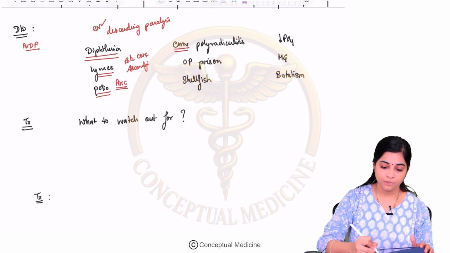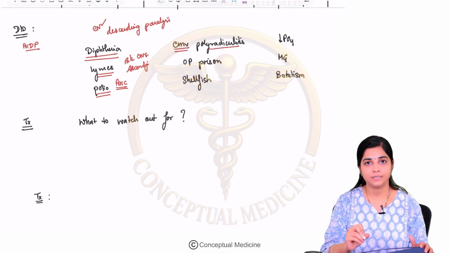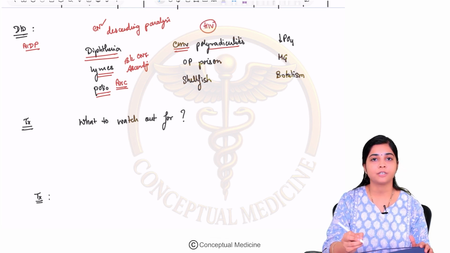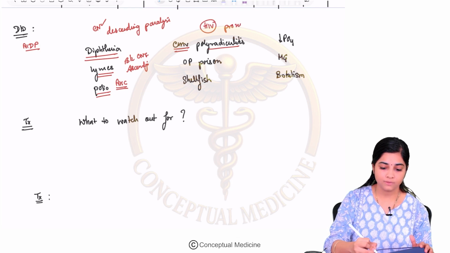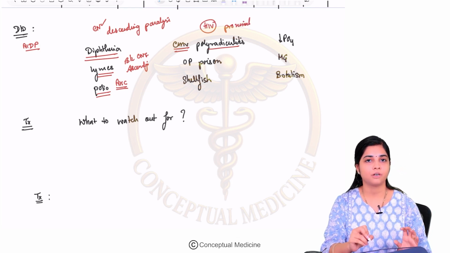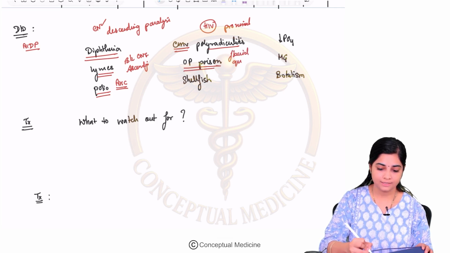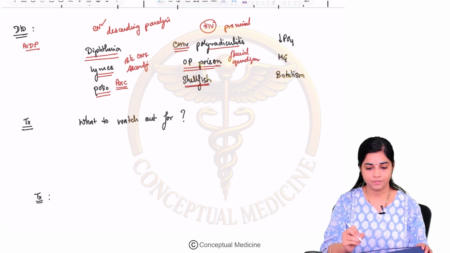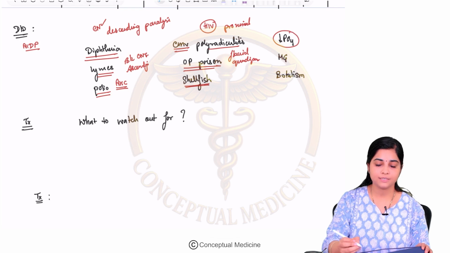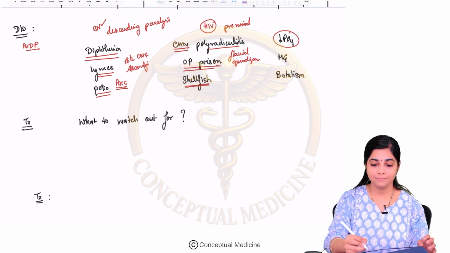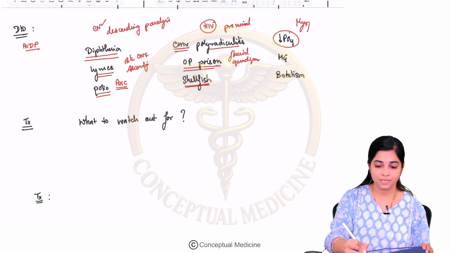Then CMV polyradiculitis. CMV polyradiculitis is especially common in HIV-affected individuals, and it causes proximal weakness because it involves predominantly the radicles. Then OP poisoning can present with flaccid quadriparesis, similarly with shellfish poisoning. Okay. Then hypophosphatemia is an important metabolic cause which can cause quadriparesis, predominantly of the flaccid type. This is because it causes myopathy.